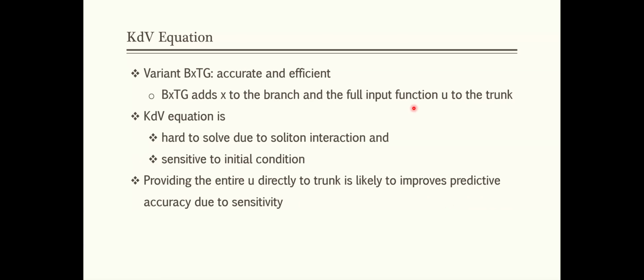As we can see from the experimental results, the variant BXTG offers better accuracy than the modified DeepONet at a reduced computational cost. Recall, in variant BXTG, we added X to the branch and the full input function U to the trunk. The KDV equation is usually sensitive to the initial condition, so directly providing the entire initial condition to the trunk is likely to improve predictive accuracy.